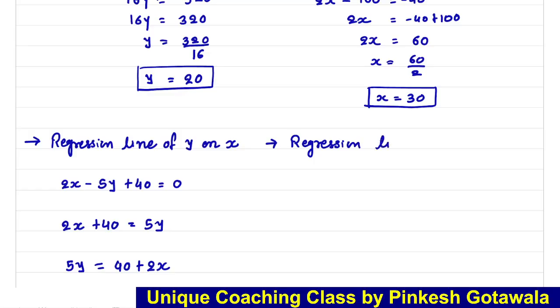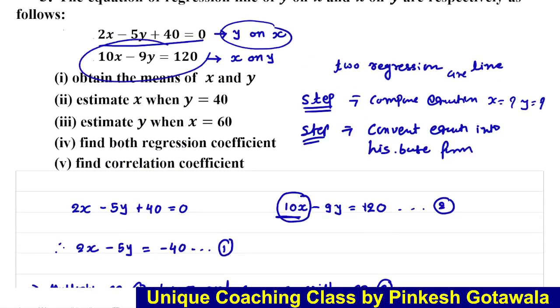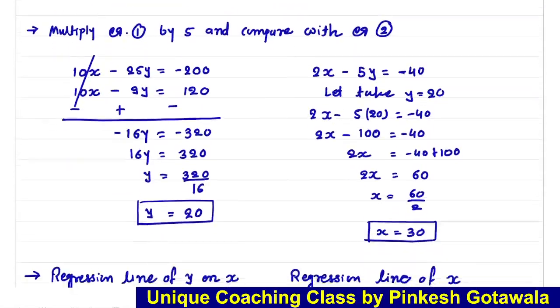Regression line of x on y. Okay, so the regression line x on y is 10x minus 9y is equal to 120.